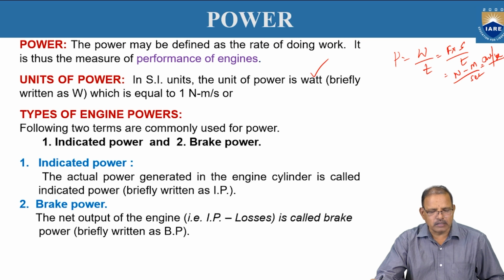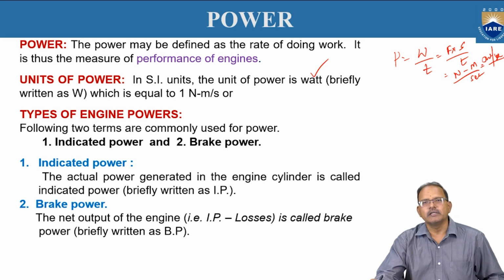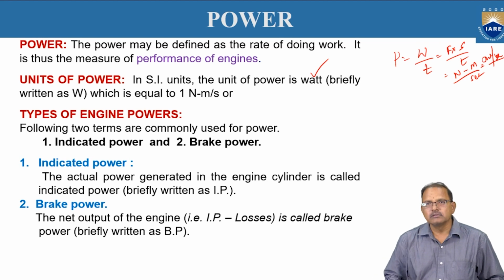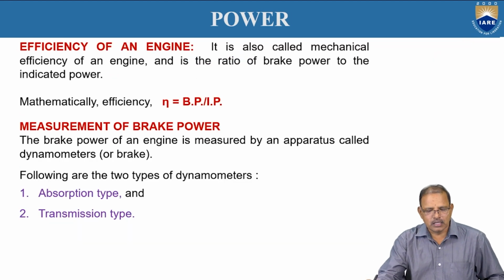Here the brake power is always less than the indicated power because of some friction losses that take place due to the presence of so many moving parts. Hence, the efficiency of the engine is defined as the ratio of brake power divided by indicated power. Generally, it is expressed in terms of percentage, that means multiplied by 100.